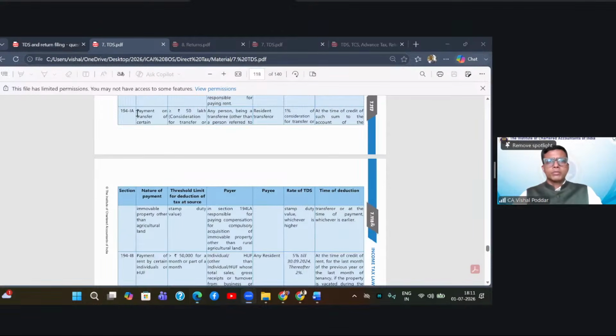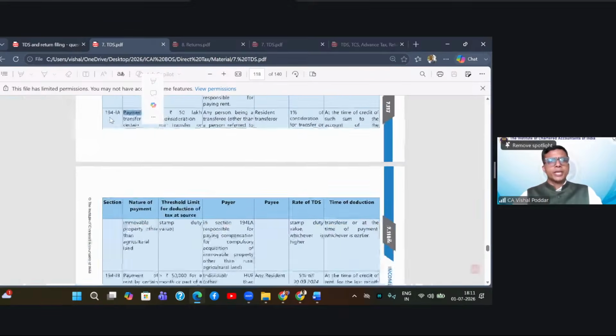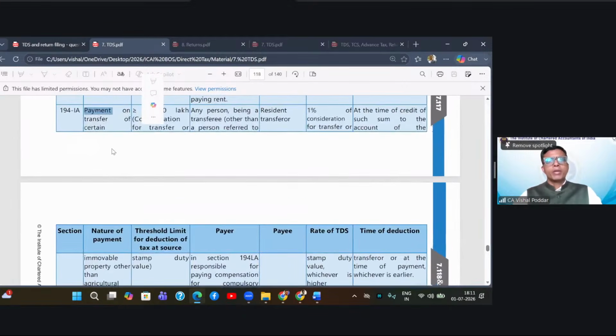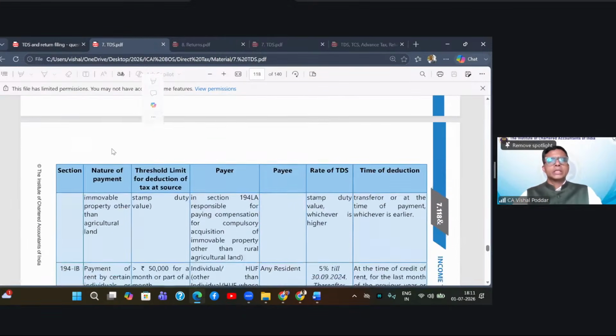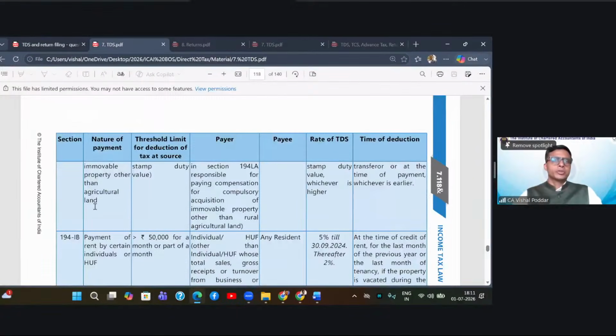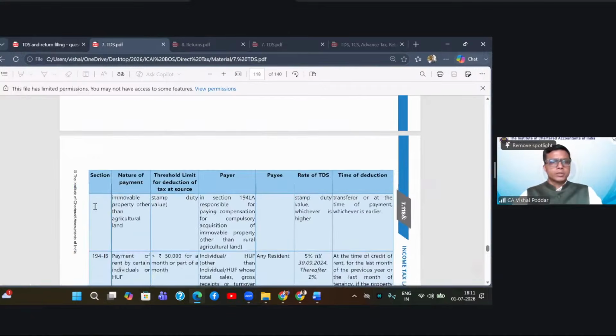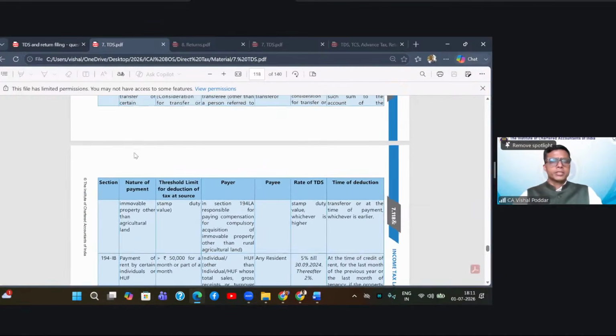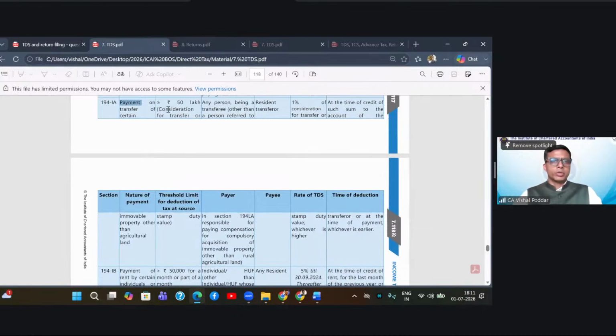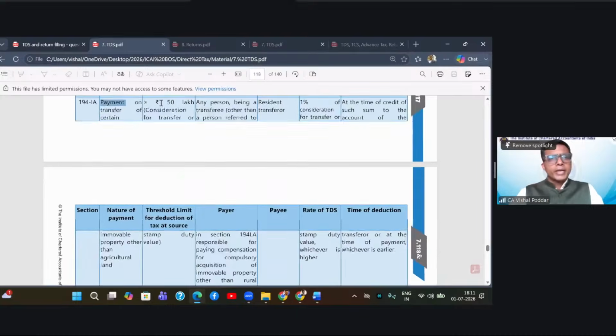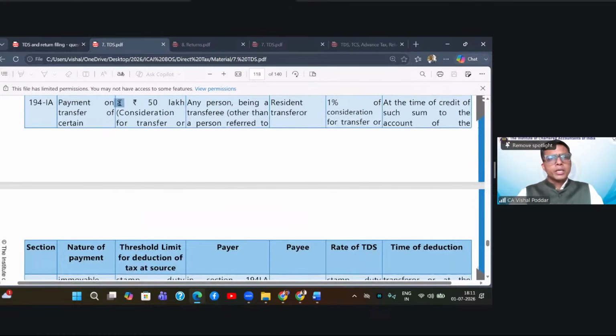So what does 194IA say? It applies to payment on transfer of certain immovable property, but it should not be agricultural land. So our case very well falls in this. Now comes the main point: what is the threshold? In TDS, we all know that TDS will apply only when the value crosses a particular threshold. Here, the threshold is, mind this sign, greater than or equal to rupees 50 lakhs.